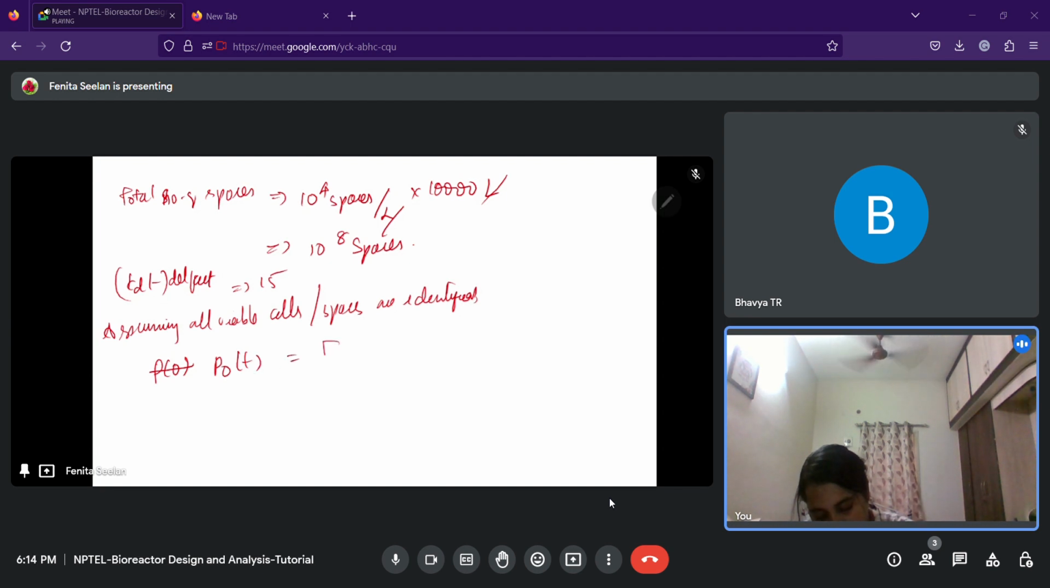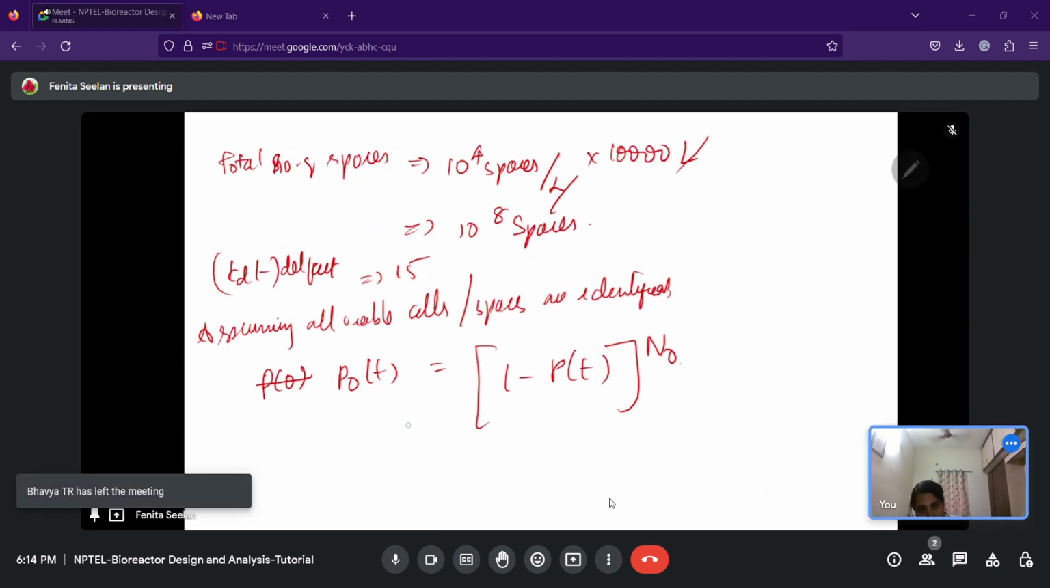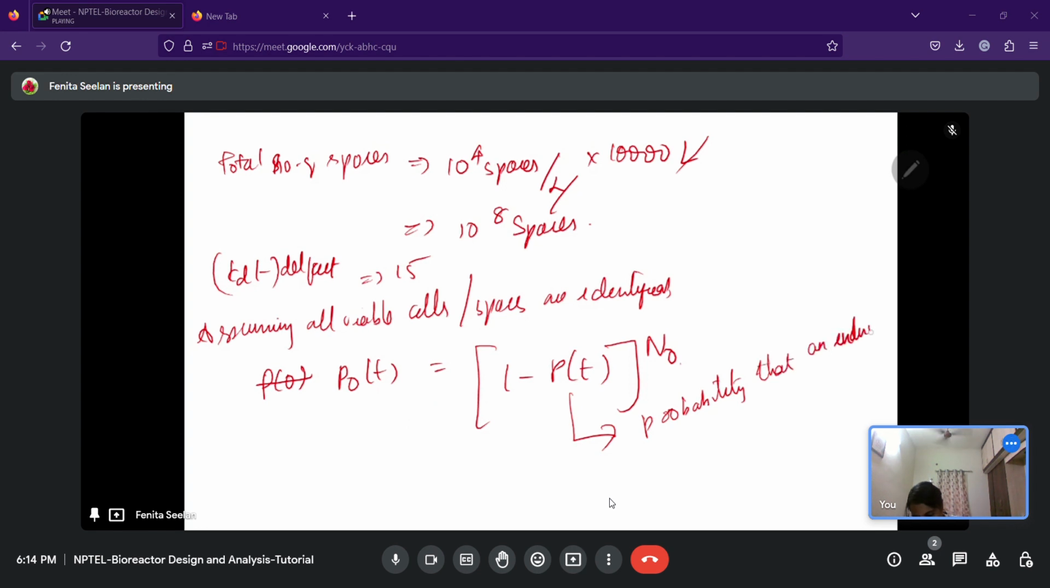It is given by the formula 1 minus P of t, the whole power of minus t. Here, P of t is the probability that an individual cell is viable at time t. And N naught is the number of individual cells initially present.